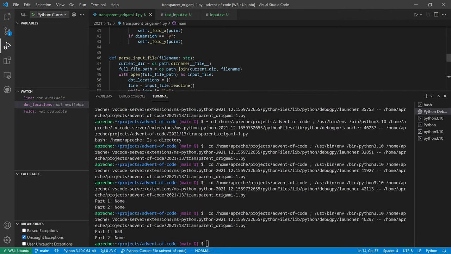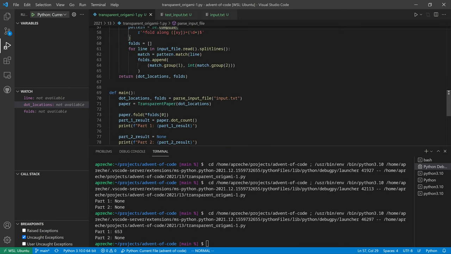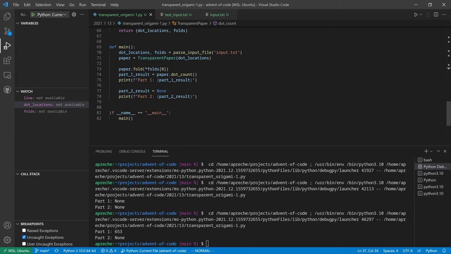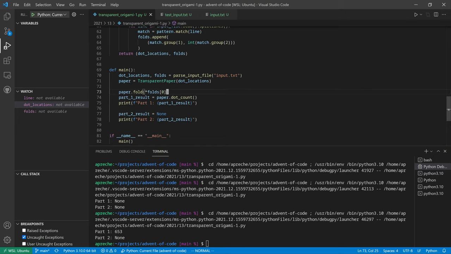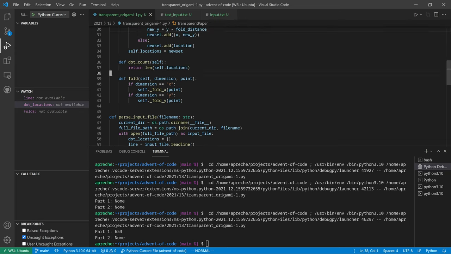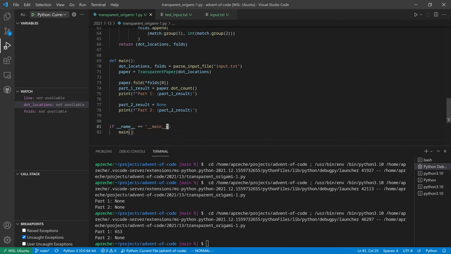Okay. And so the answer should here be, that's not right. That's not right at all. Why is it 653? It said 17 a second ago. It literally just said 17. Return the length of self.locations. Yeah. It literally just said 17 when I was debugging.